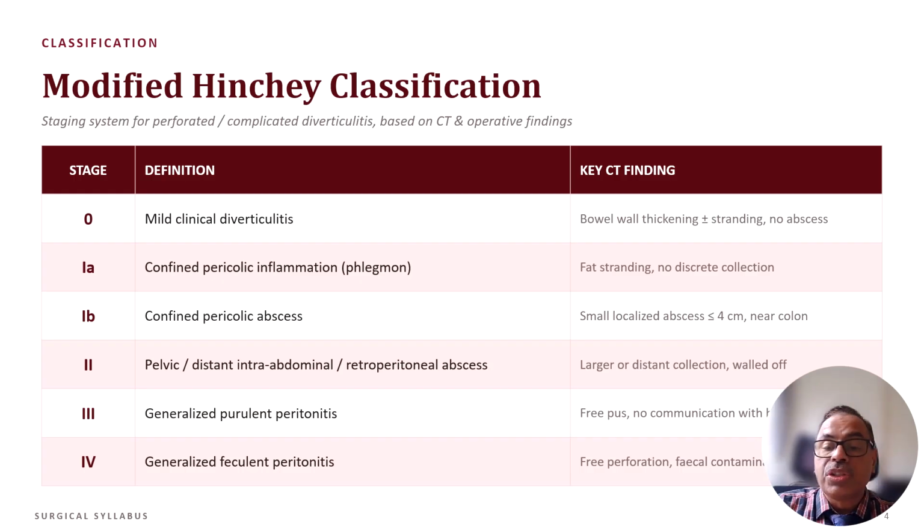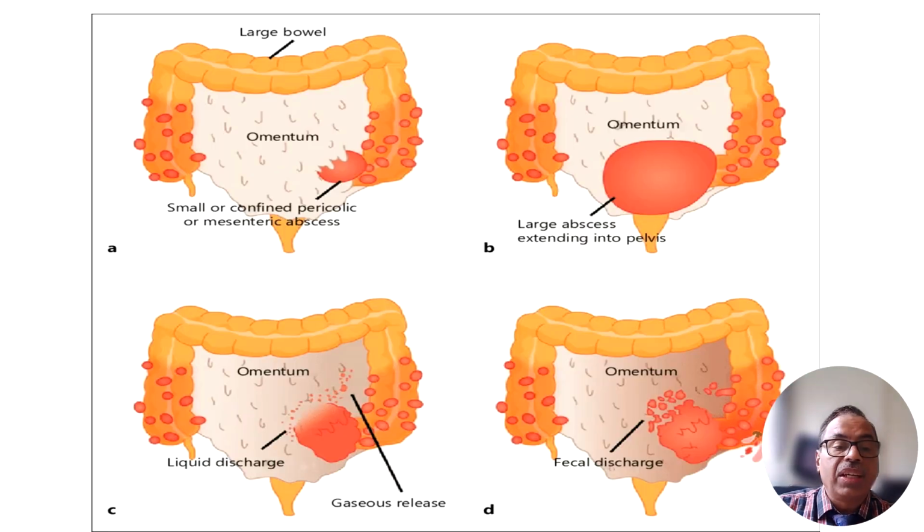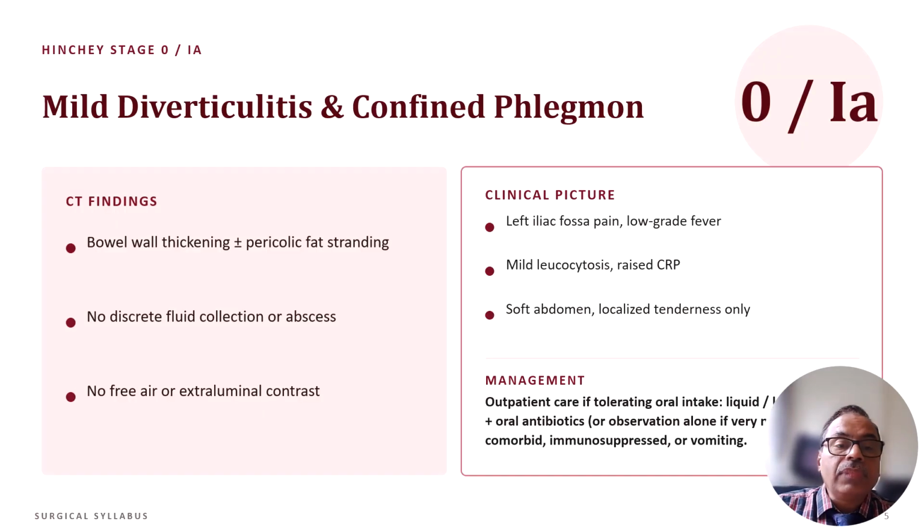And then stage 4, which is the most virulent or most dangerous form of diverticulitis, is generalized feculent peritonitis, where the whole peritoneal cavity would be filled with fecal fluid. That means there is a free perforation and fecal contamination of the peritoneal cavity. So this is the modified Hinchey's classification, which is given in a descriptive or diagrammatic form as seen in the different stages. Now let's go on to the management according to Hinchey's stage.